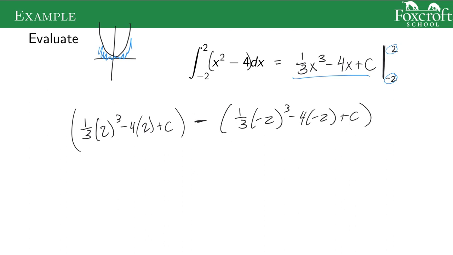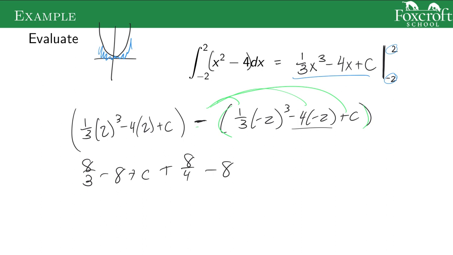At the beginning, I'm going to get 8 over 3 minus 8 plus c. Remember this negative is being applied to everything here, so it has to distribute into each of the pieces. So I'm going to get negative 8 over 3, but with that minus sign, it's going to turn into positive 8 over 3. This is going to be positive 8, with the minus sign becomes minus 8. And then plus c is minus c. I don't know why I put a 4 there. There should be a 3.